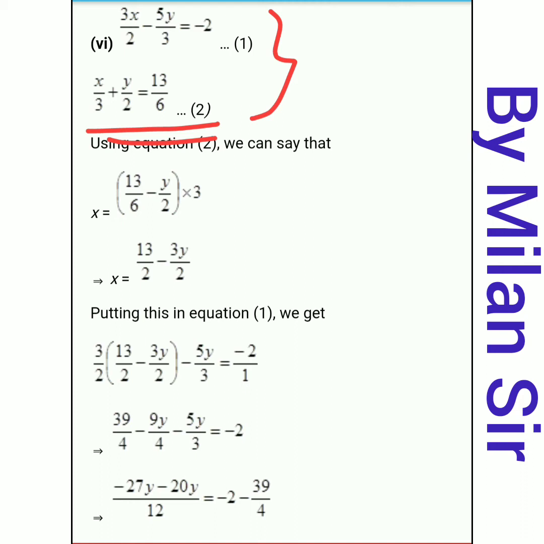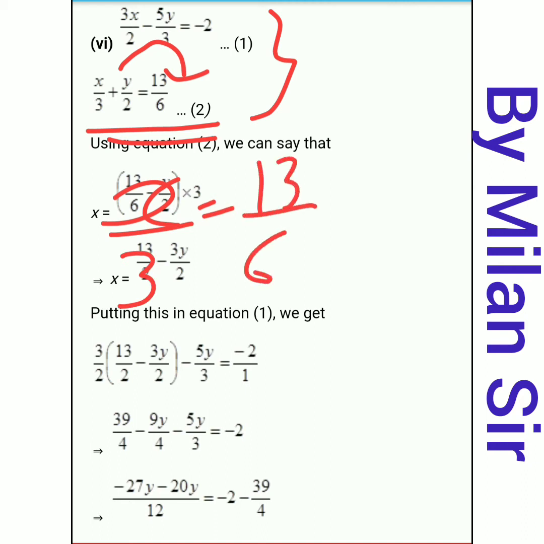So first of all, transfer y/2 to the right hand side. So x/3 is equal to 13/6, and if we transfer plus y/2 to the right hand side, it becomes minus y/2. Okay, so x is equal to, now on the right hand side we can take LCM.